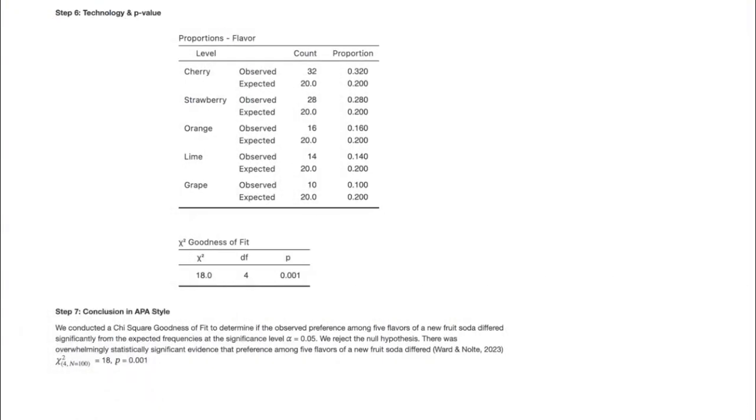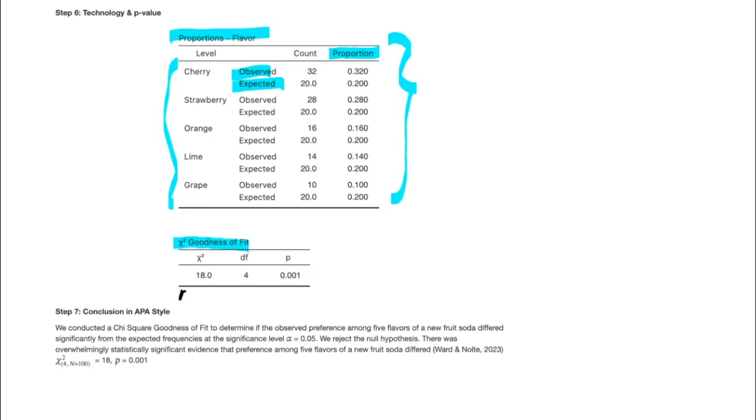Okay, let's go over the technology. So we have this table, and this one should look very similar to what we start our problem. It has the categories here, has the observeds, the expecteds. You can ask for this column if you want to. You just have to check a little box in Jamovi. But the one that we're really interested in is this one, chi-square goodness of fit. So it gives us the chi-square obtained. That's what this part is. Degrees of freedom and our p-value.